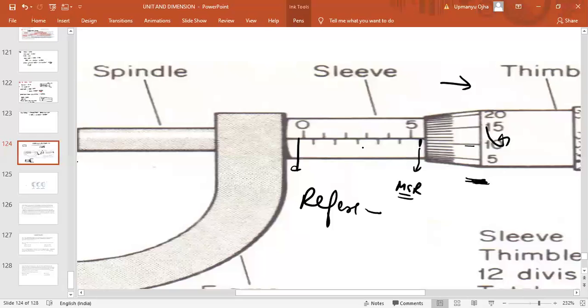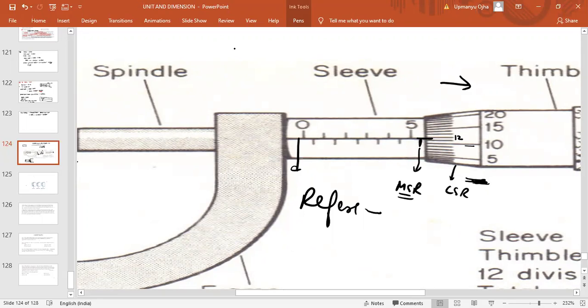Now you have to look at the coinciding part. Now we can see here that this is the 10th reading, this is the 10th, 11, 12. This is the 12th reading. So we can see the 12th reading is coinciding with the reference line. So 12 will be your circular scale reading. Circular scale reading will be 12. This is the main scale reading.